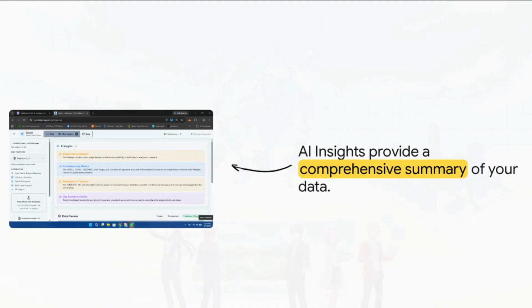But it doesn't just format the data, it actively analyzes it. In the Automated AI Insights panel, the AI has instantly flagged that the dataset contains redundant ID columns, prompting the user to clean it up. It also automatically recognizes and verifies the area metrics, calculating acres and hectares right on the fly, and identifies the shape as a single city boundary. It gives you this incredibly comprehensive summary of your data's health before you've even started mapping.